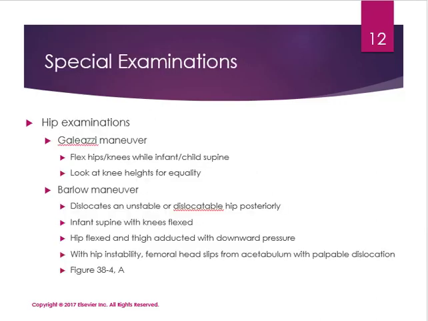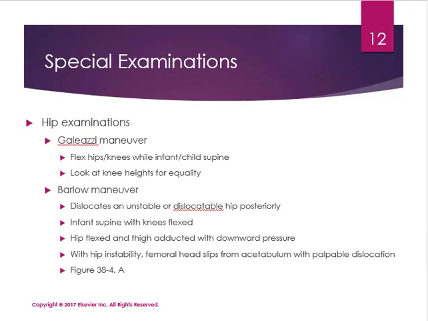The first one we're going to talk about is the Galeazzi maneuver, and it's to signal if there are discrepancies in leg length. There are some figures in the book that I would encourage you to look at. Figure 38-3 talks about some of these physical findings for congenital hip dislocations. With this maneuver, you're wanting to flex the hips and the knees while the infant or child is on their back, and they place the soles of the feet on the table near their bottom, and then look at the height of the knees. This is going to give you an indication if there is any difference in leg length.